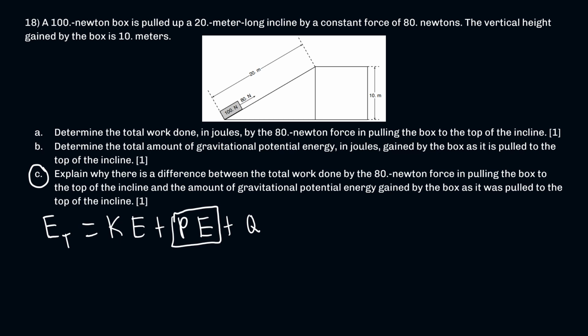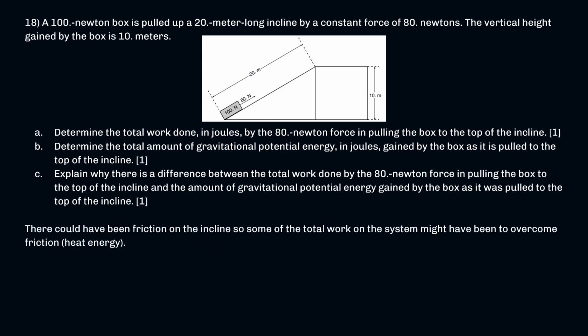So that is the missing piece between the 1600 joules of the total work done and the 1,000 joules of the potential energy due to gravity that we gained going up the incline. So again, next slide, I'll have this all typed out. Essentially, for part C, there could have been friction in the incline, so some of the total work on the system might have been to overcome friction, heat energy. So that's why the total gravitational potential energy wasn't equal to the total work.